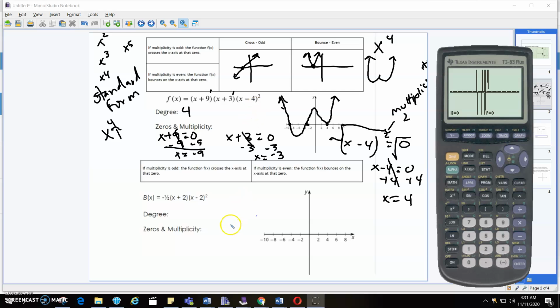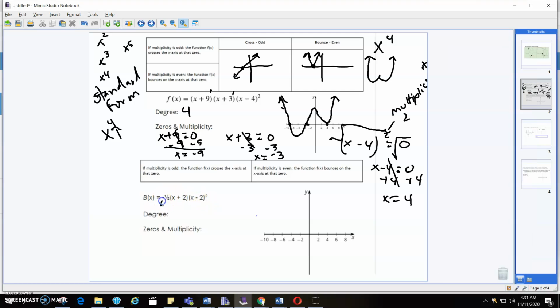So let's go ahead and look at the second one. If the multiplicity is odd, the function crosses the x-axis at that zero. If the multiplicity is even, the function bounces at that zero. On this one, we've got a negative coefficient, so that changes a little bit. We're going to flip it upside down. The degree is going to be 1 plus 2, which is 3. For zeros, we're going to set everything equal to 0. Now, you don't have to set negative 1/2 equal to 0. You're just going to take what's inside the parentheses and set it equal to 0.